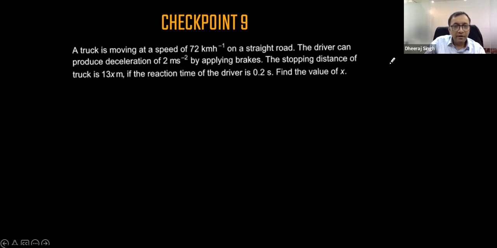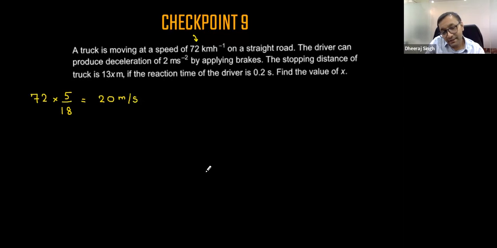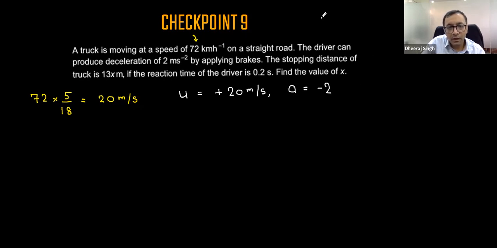Fine. Everyone, truck is moving with this velocity. If you convert into meter per second, how much is this? So the driver can produce the deceleration. Now, they say deceleration, but you need to keep your head clear about it. Deceleration means opposite direction of the velocity. So if you say initial velocity is plus 20 meter per second, acceleration would be how much? Minus 2. Fine.